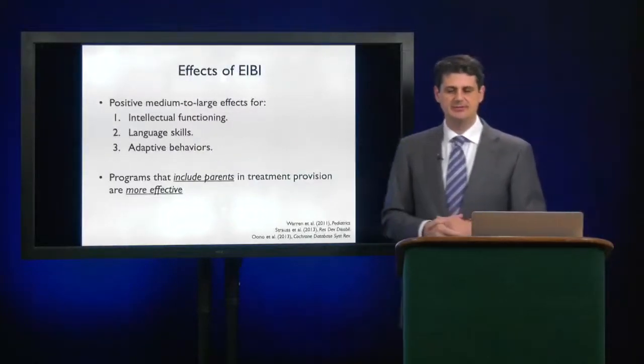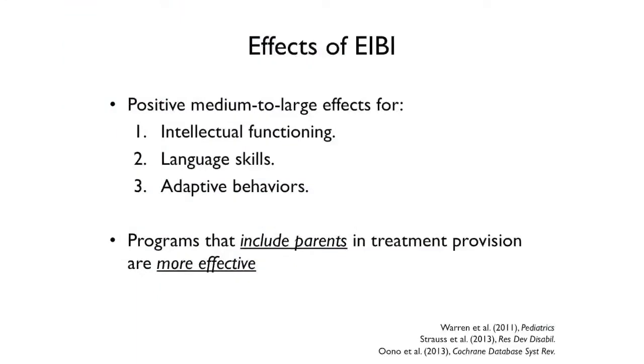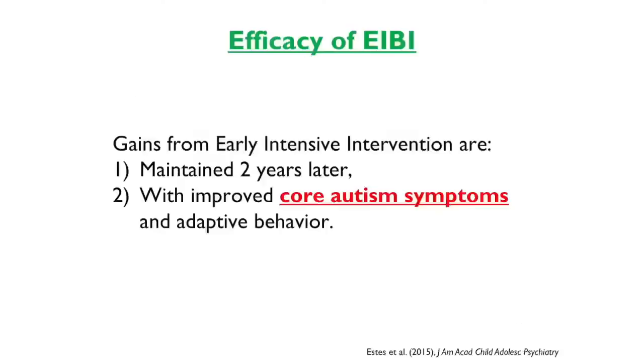In terms of the evidence for early intensive behavioral intervention, it's very encouraging. We have medium to large effects for intellectual functioning, language skills, and adaptive behaviors. And the data clearly shows that when parents are involved, the intervention is even more effective. Also, gains from early intensive behavioral intervention are maintained even 2 years after the intervention has been completed, and core autism symptoms are improved, as well as adaptive behavior.